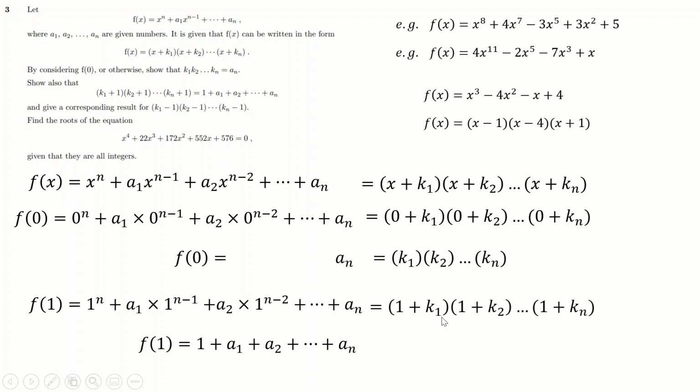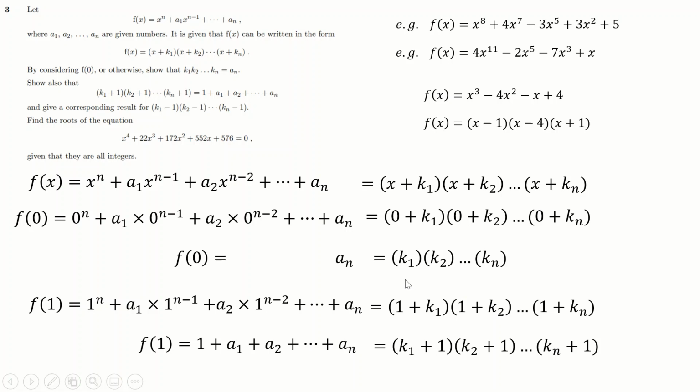Now in factored form, putting 1 into here, we get 1 plus k1, 1 plus k2, 1 plus k3, and so on. And now this is almost what they want, except they've just swapped the order, like I said. So I'm allowed to swap the order, and I'll swap it. And this is our second thing, which just says, in English, that the sum of all of the coefficients in standard form equals the product of all of the factored form numbers added 1 first.